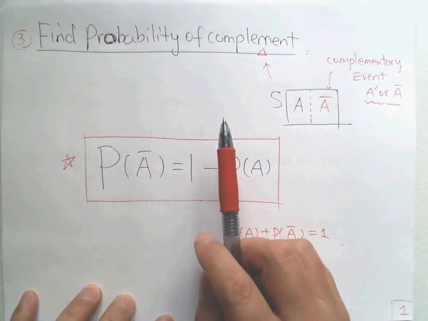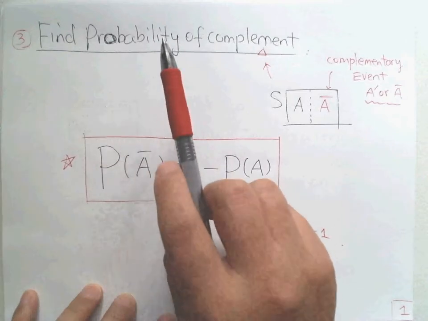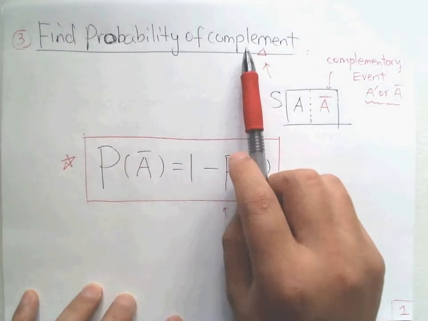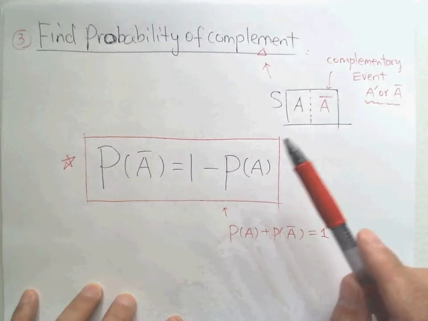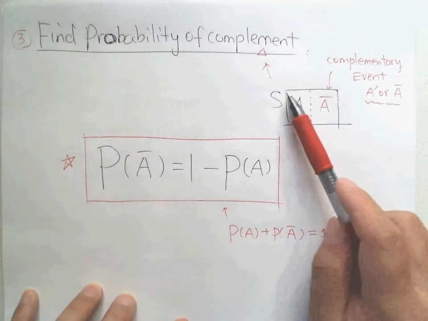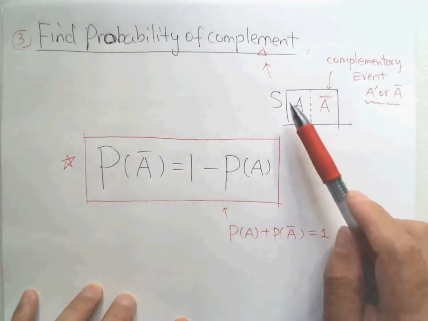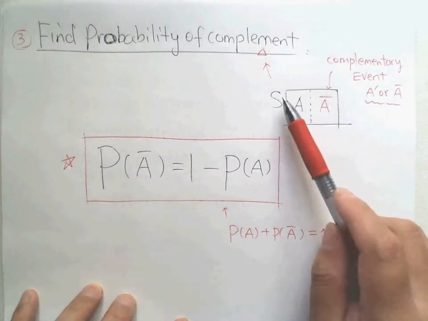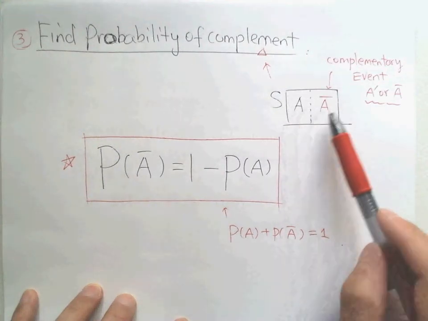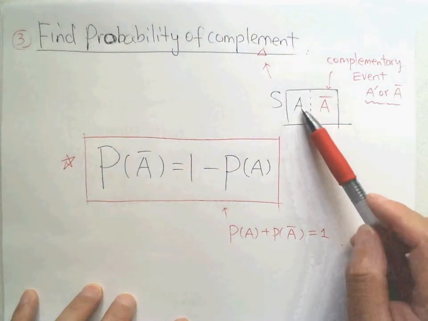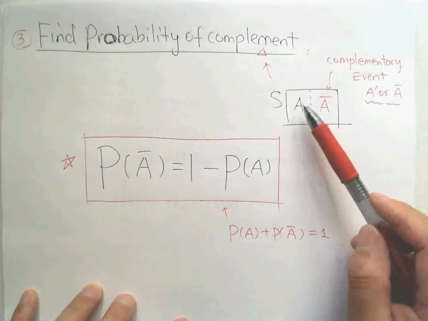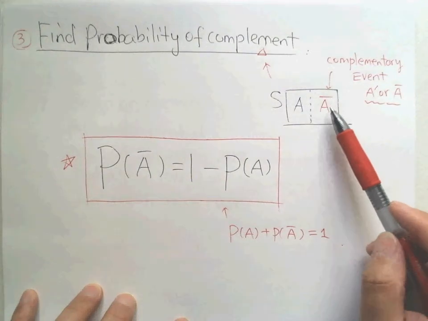In this lecture, we're going to introduce a complementary event, how to find the probability, and also look at the definition. If this box or rectangle is the sample space, so all the outcomes inside, and on the left we have event A, then on the right side we call it A bar, which means the complementary event.